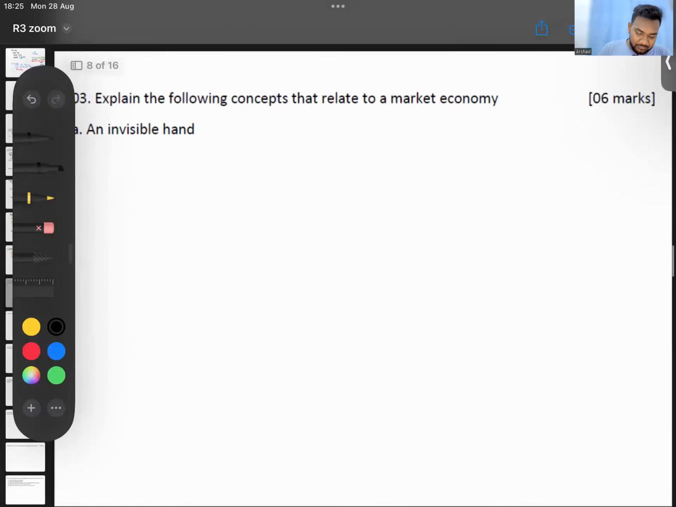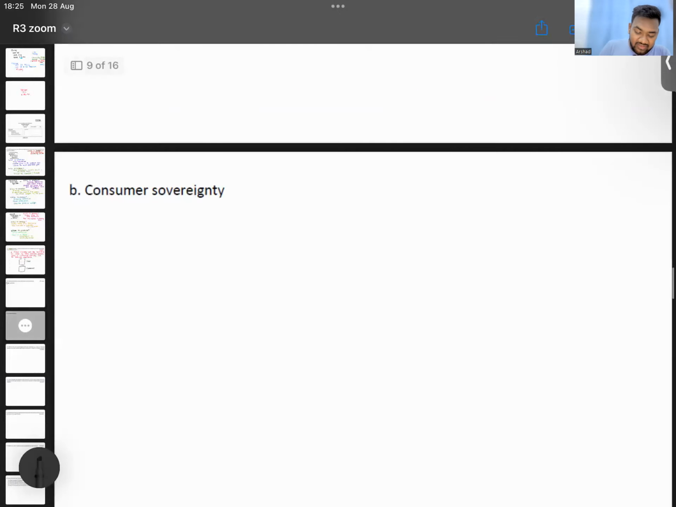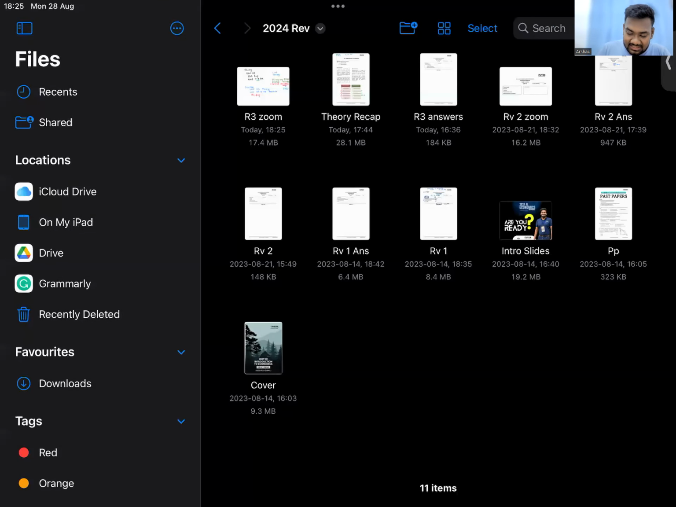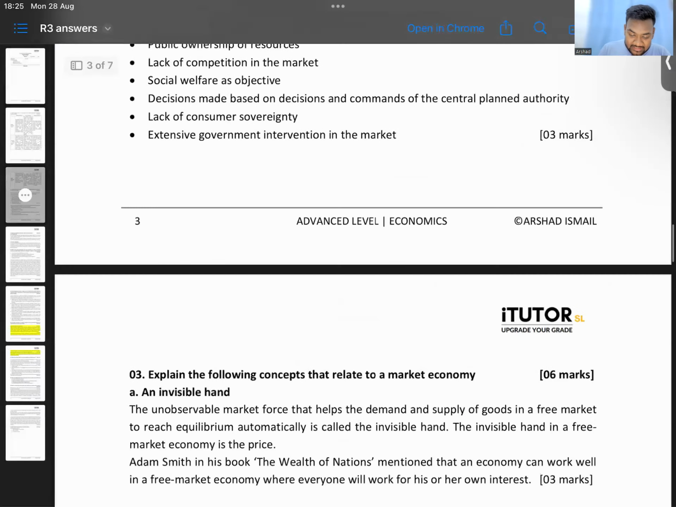Right. Good one. Explain the following concepts that relate to a market economy: invisible hand, and the second one is consumer sovereignty. I'll show you the answer. I don't have the final answers yet. I have to adjust these answers, right? So look at this, guys.